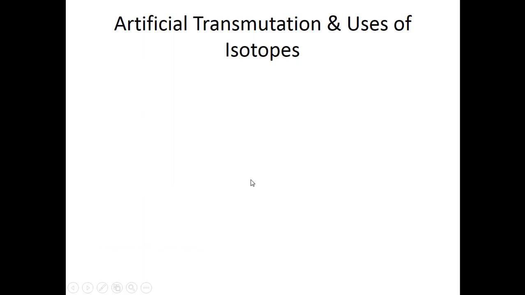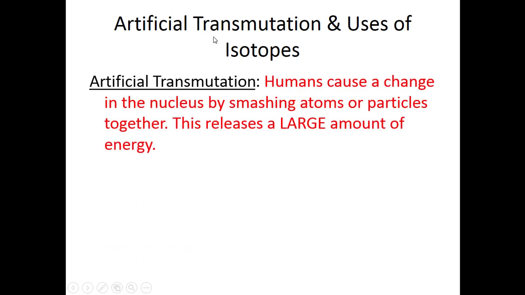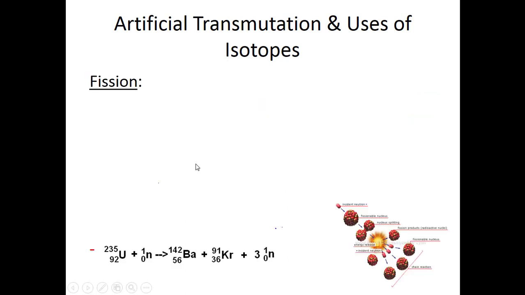The opposite of natural transmutation is obviously artificial transmutation. Artificial transmutation is when humans cause a change in the nucleus by smashing atoms or particles together. By doing this, we're releasing very, very large amounts of energy.